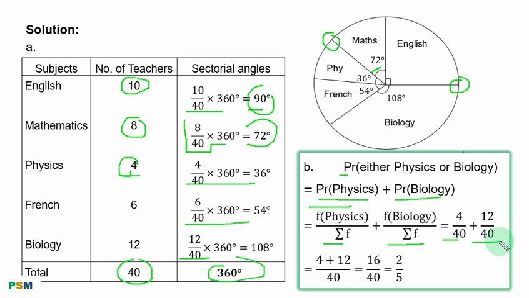You have like fractions. You simply add the numerators. You have it in this form. That is 16 over 40, which reduces to 2 over 5.